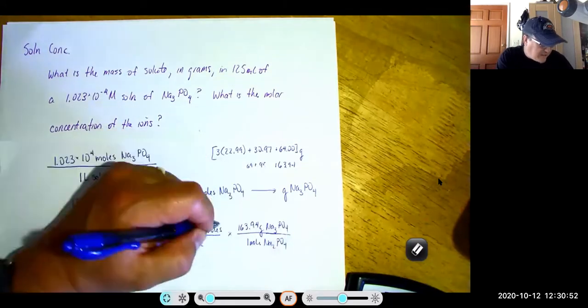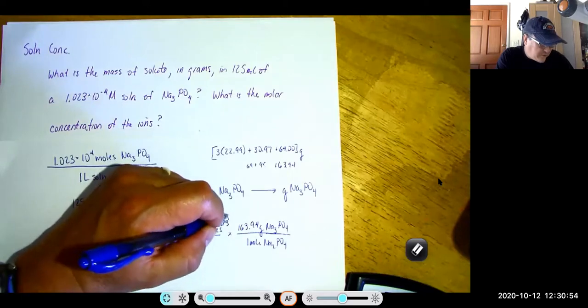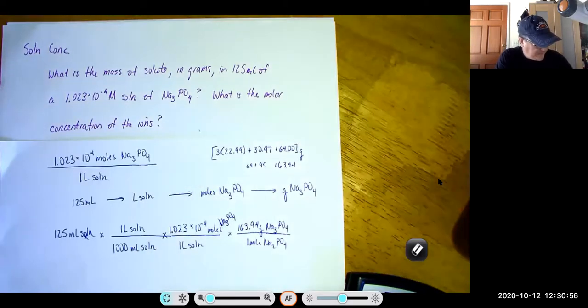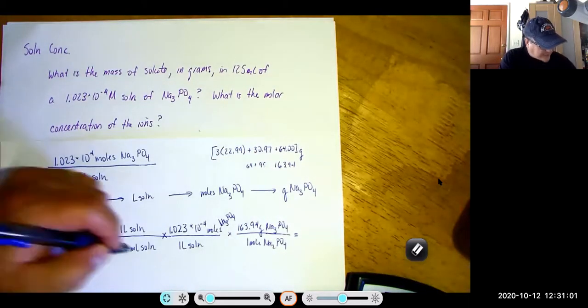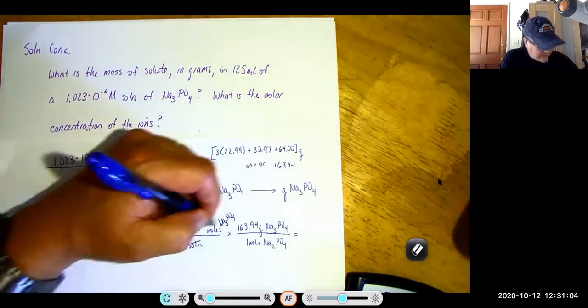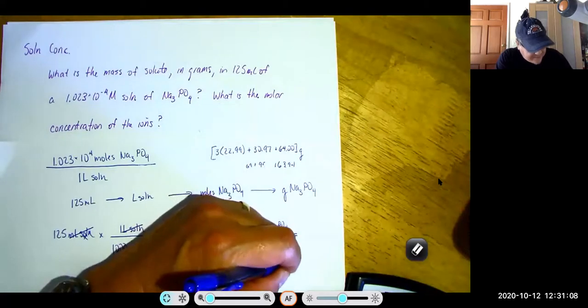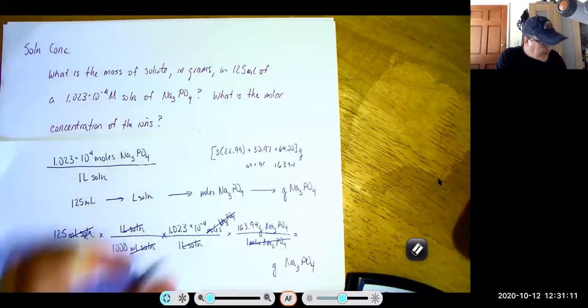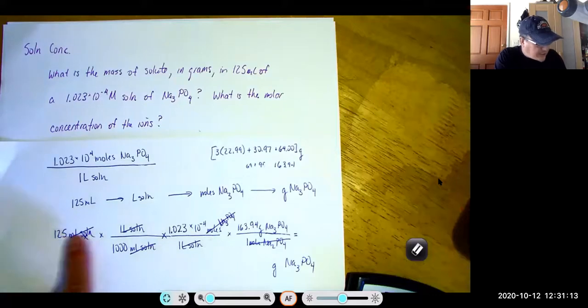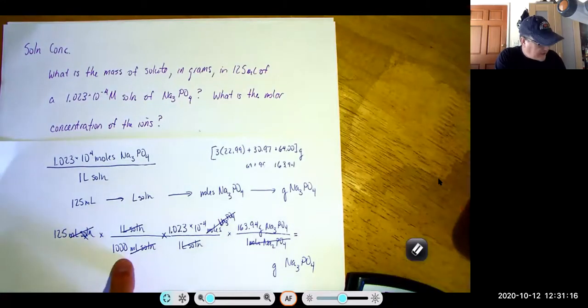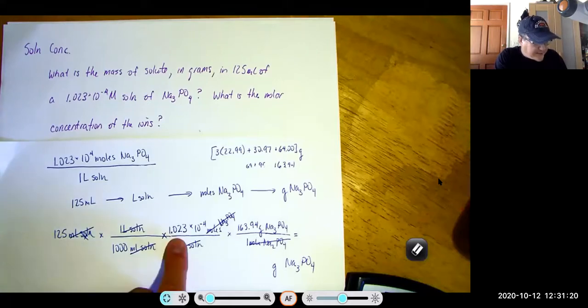And here I should have sodium phosphate. Okay, so let's make sure everything cancels as it should, and we're left with grams of sodium phosphate. If we estimate the answer, this will go into this about 6 times, 6 will go into that about 20 times, and 20 times this ends up being 2 times 10 to the minus 3.